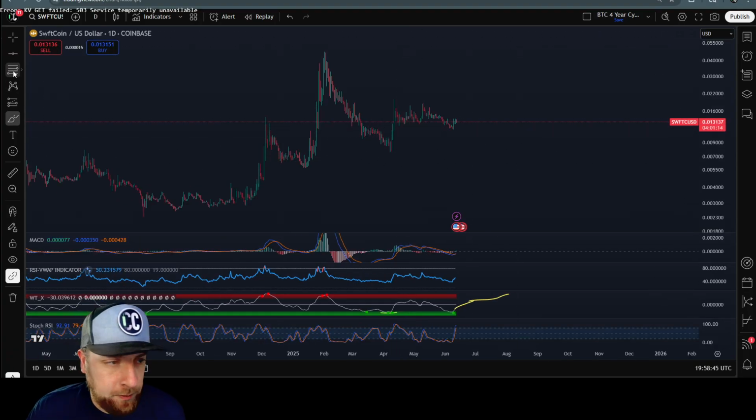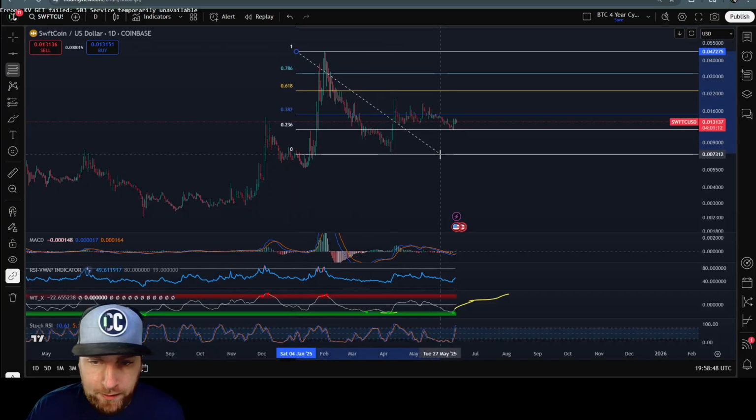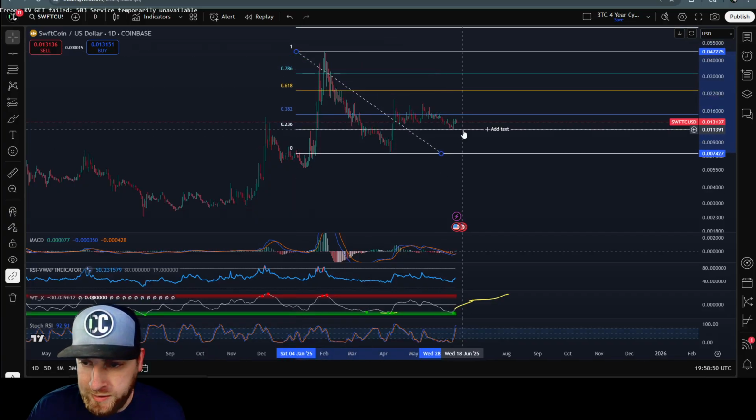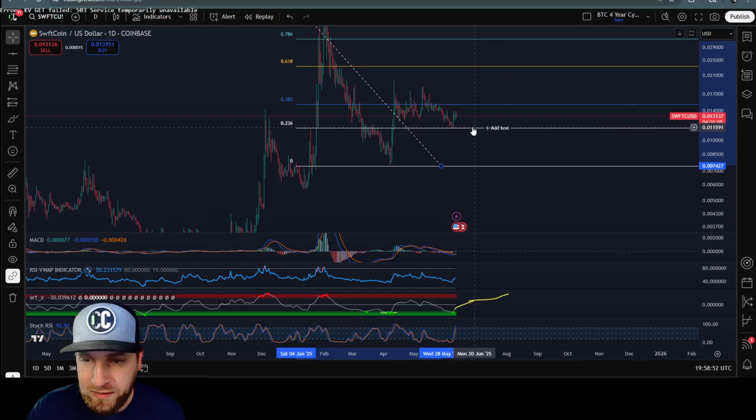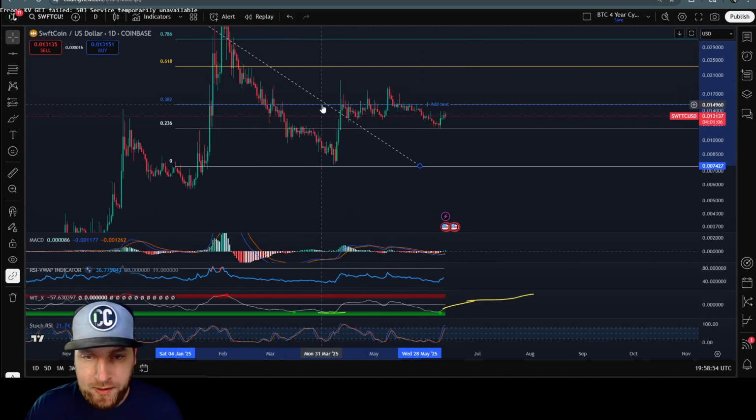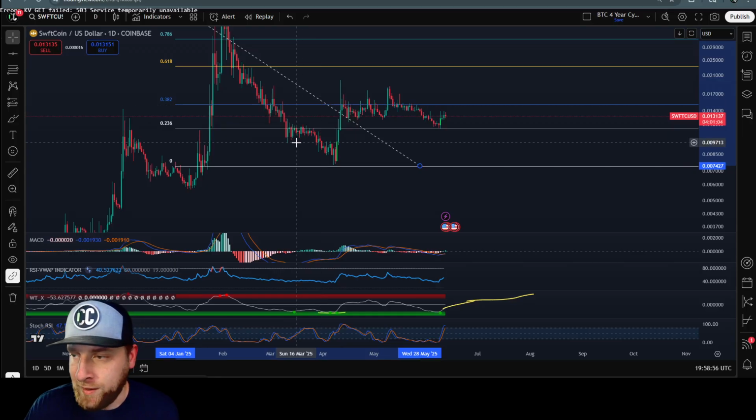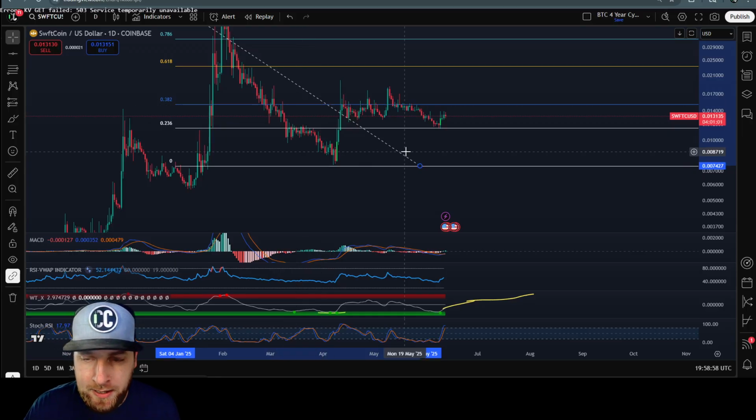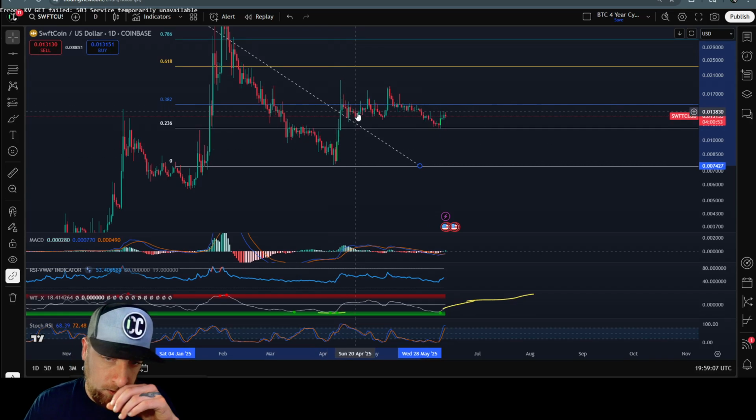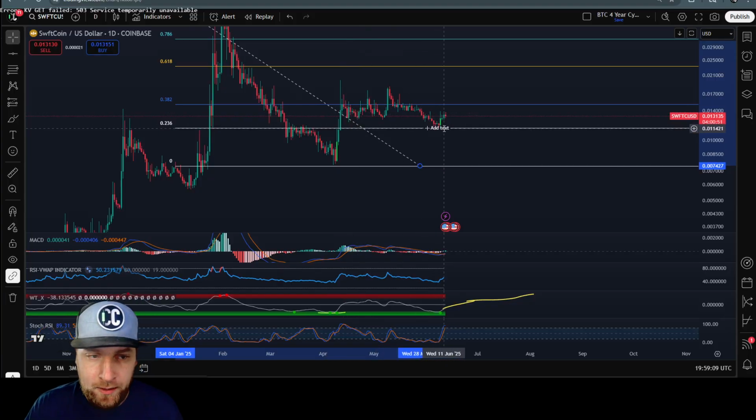Now, if we get into the fib levels here in the short term from the prior high to the low, we're currently bouncing off the 236, which is a great sign. I believe last time we talked about this coin, we had to keep that 1.5 cents resistance area in mind. And that's currently what's been keeping us down here since April 11th. We tested it once after this nice run up here on April 11th, hit the 382 and then consolidated until we went back down to the 236.